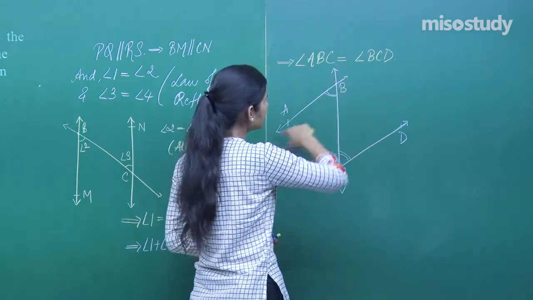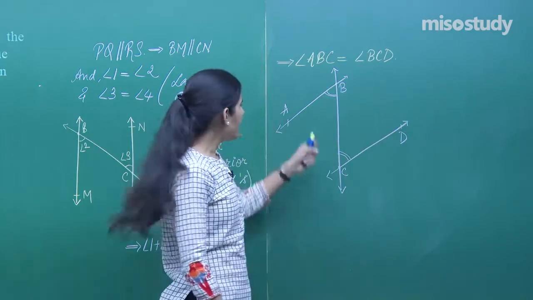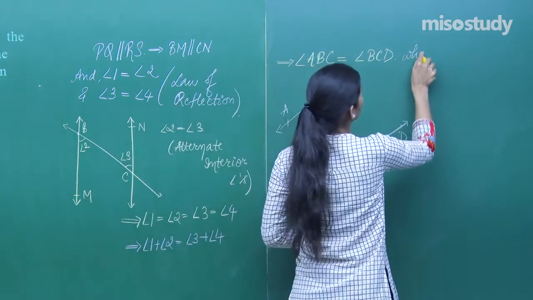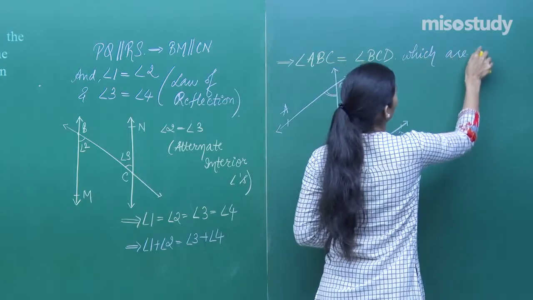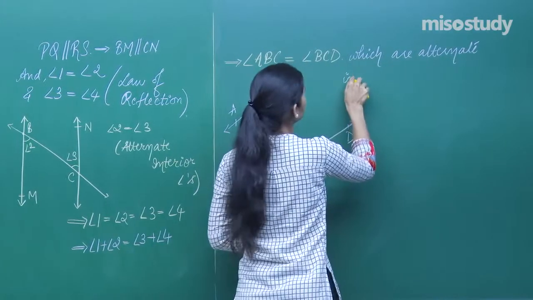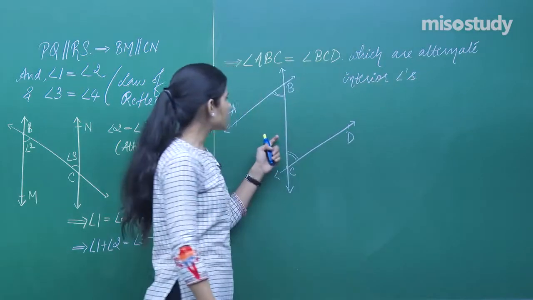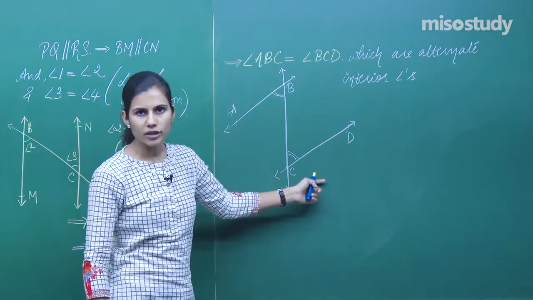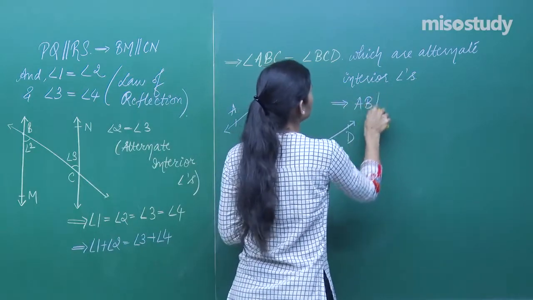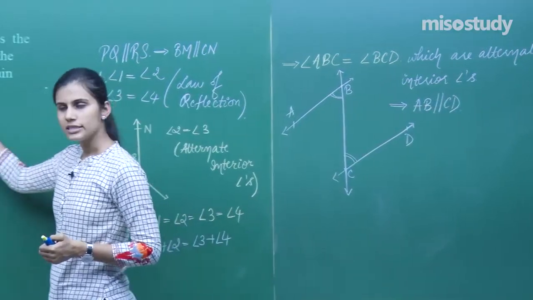A transversal is intersecting two lines making a pair of alternate interior angles equal, and therefore these two lines will be parallel. The moment there is a transversal intersecting two lines making a pair of alternate interior angles equal, that means these two lines are parallel. So I have AB is parallel to CD. So I have proved that AB is parallel to CD.